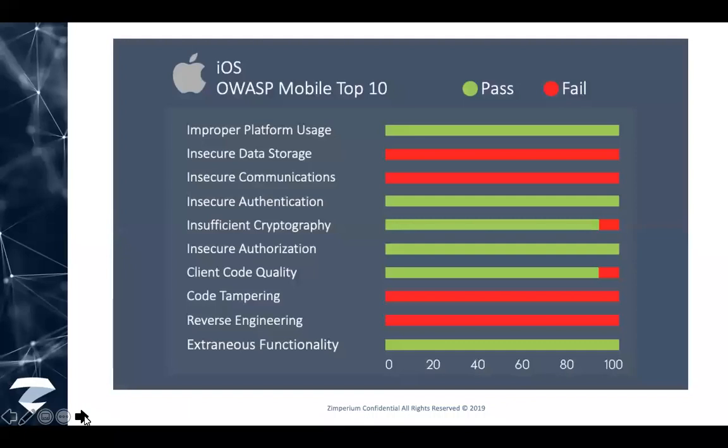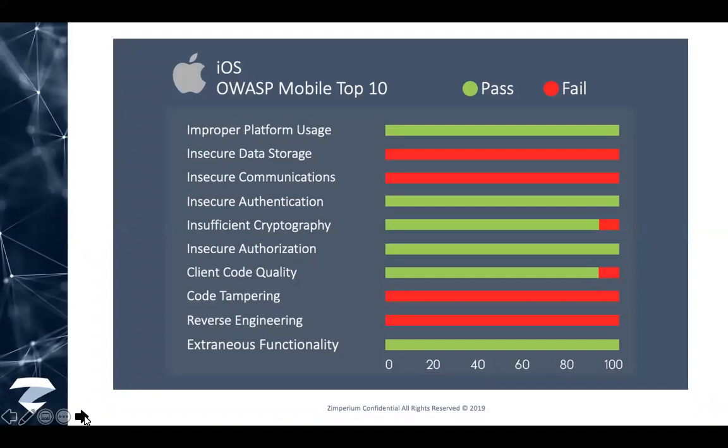So here's the iOS view. And we like to use these charts here with the sliding green and red, because it very clearly and very visually points out the results. And you can see 100% failed 4 tests. There was 100% that passed 3, I guess, as well. But 100% failed the 4 tests. Didn't store the data properly.